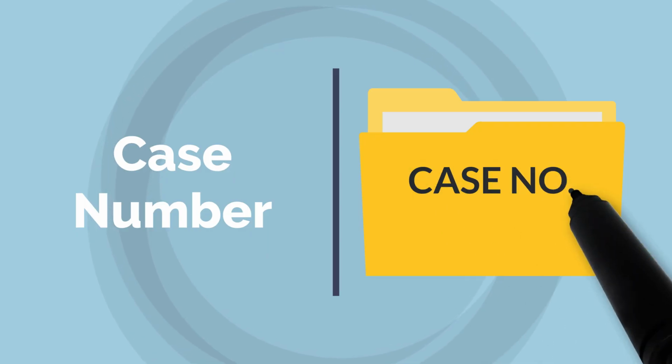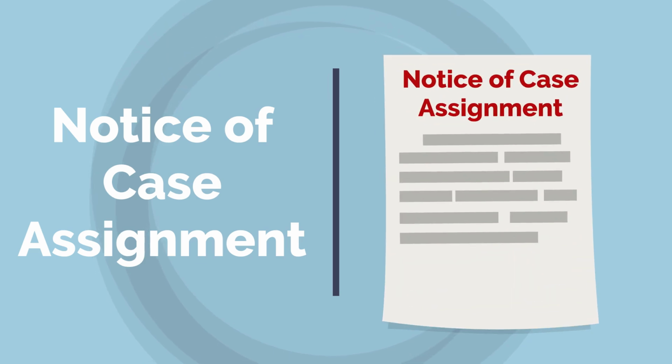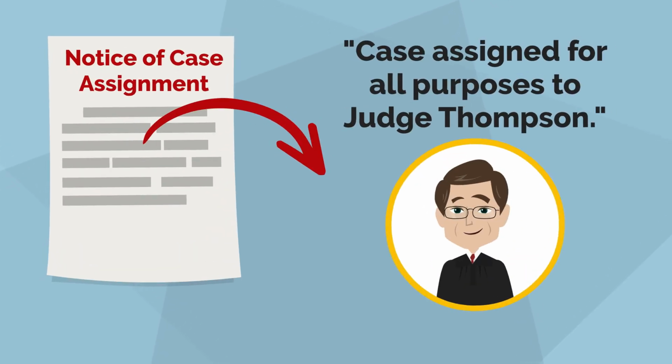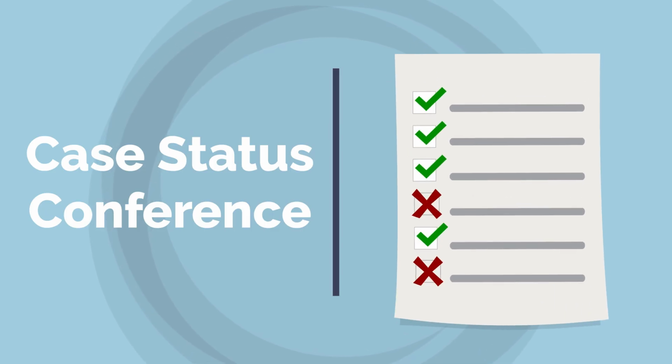In addition to assigning a court case number, the court clerk will also produce a notice of case assignment. This document will let the parties know the name of the judge assigned to the case. If a divorce or paternity case was filed, this form will also let you know the first date that the judge will review the status of your case. This is called a case status conference.